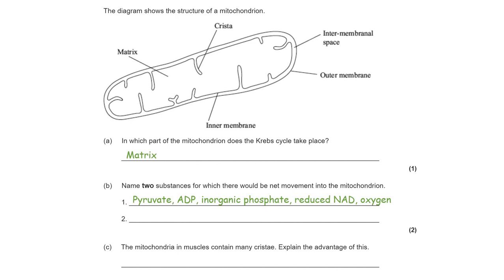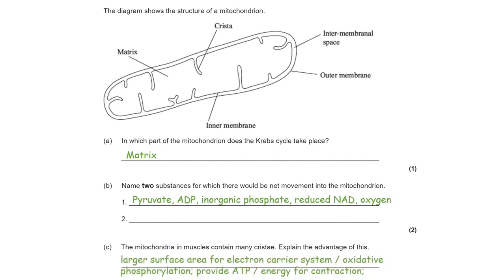The mitochondria in muscles contain many cristae. Explain the advantage of this. Larger surface area for the electron carrier system, oxidative phosphorylation, to provide ATP or energy for contraction.